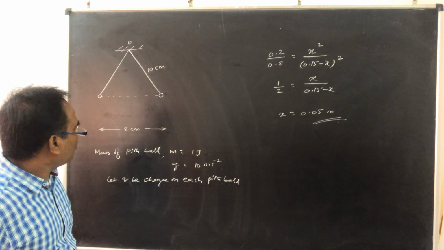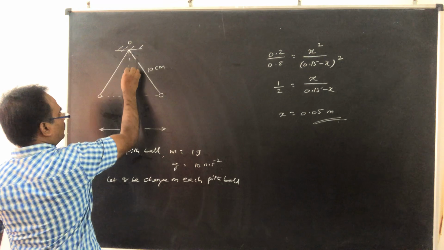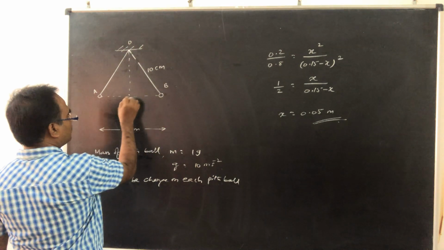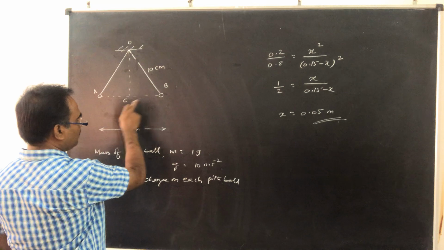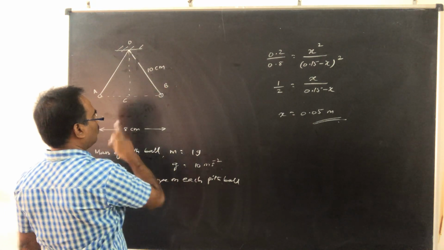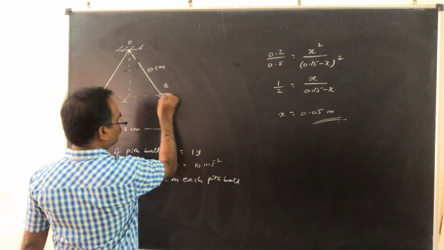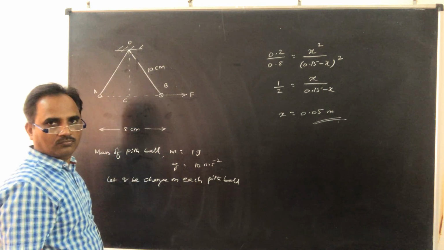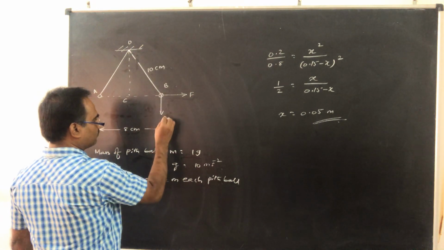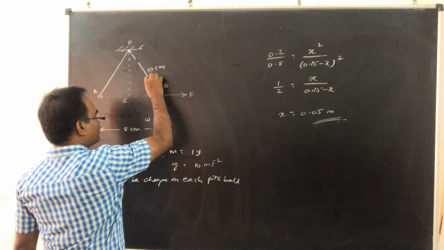So first you find out what are the various forces acting on each pith ball. See here, this is the midpoint. Say this is A, this is B, and this point C. So AC or CB becomes equal to 4 cm. Because of the electrostatic force of repulsion between these two charged pith balls, they tend to move this side. So this is the direction of force. And each is having a mass of 1 gram, so there is a gravitational force acting like this, equal to the weight given by mg. And also there will be a tension T acting on the string.